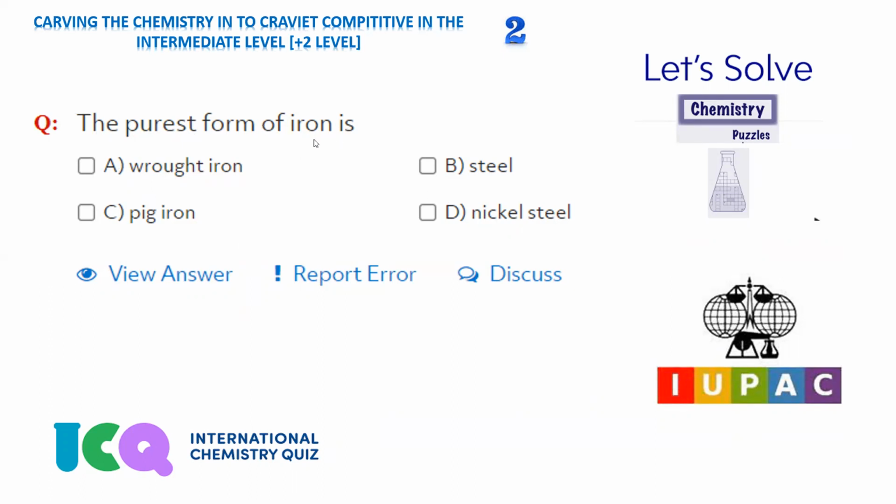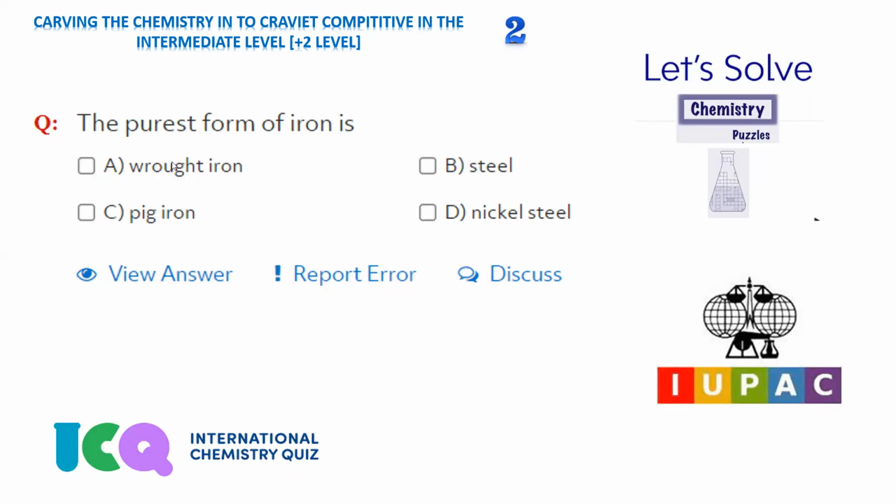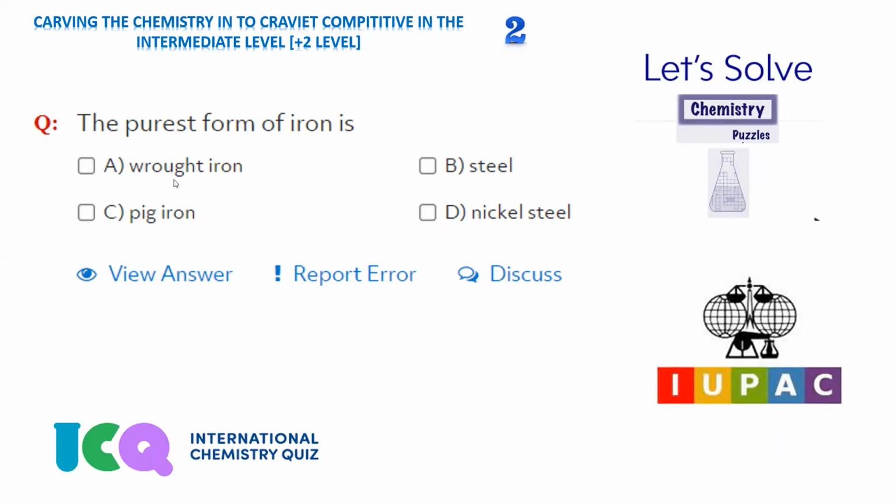The purest form of iron is nothing but the highest quantity of iron and the lowest quantity of other ingredients. That is called the purest one, right? So in order to get this, let's see one by one. Wrought iron. Wrought iron is the pure form of iron and contains only 0.5% of additives. The remaining 99.5% of iron will be there. Hence, we can say it is the purest one. So, wrought iron is with only 0.5% of impurities.